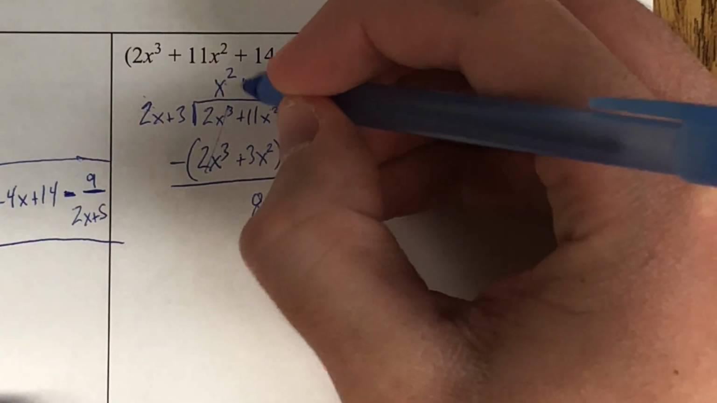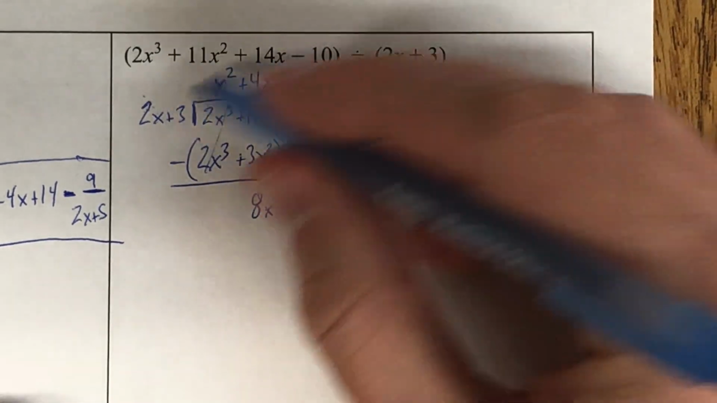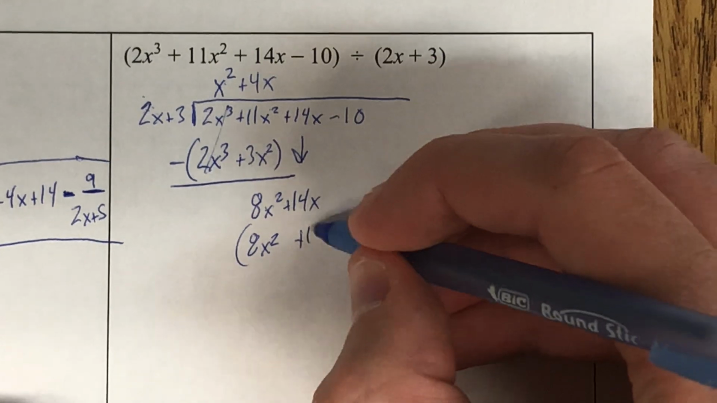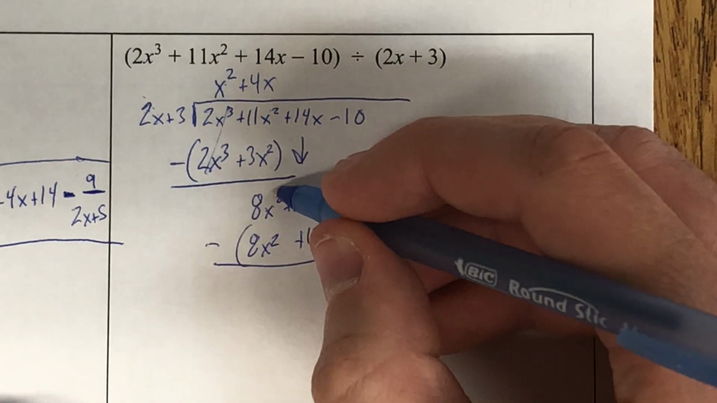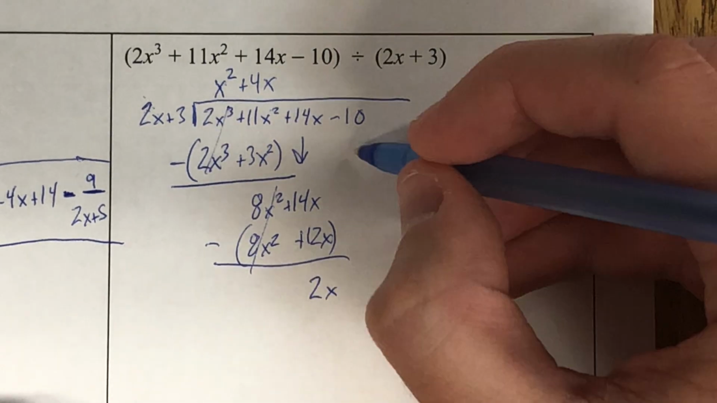So I need 2 times 4 to get me to 8. X times x will get me to 8x. So 4x times 2x gives me 8x squared. 4x times 3 gives me 12x. Subtract. Cancel. 14x minus 12x gives me 2x.